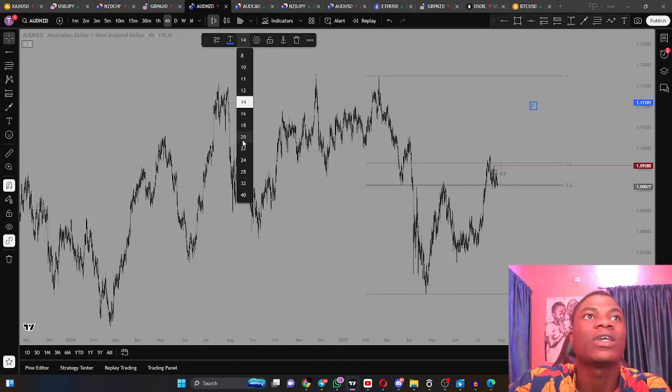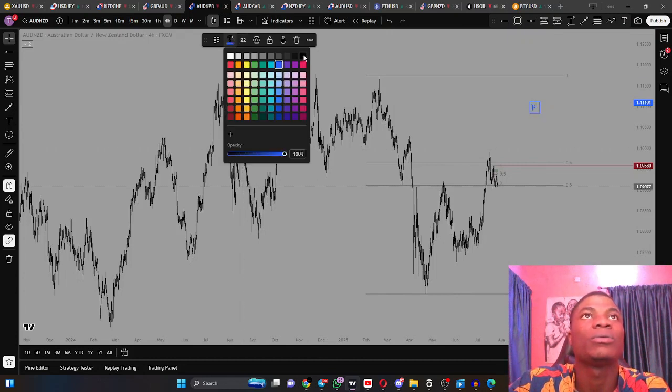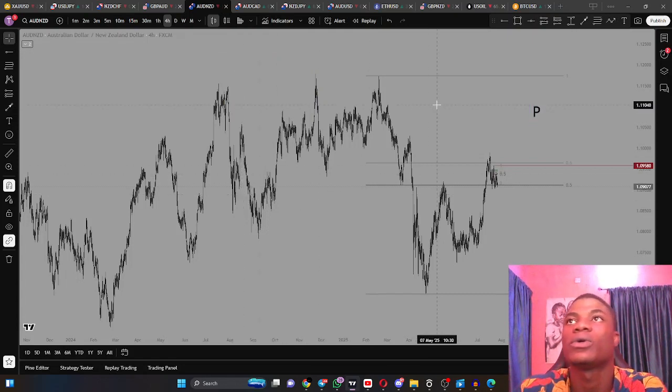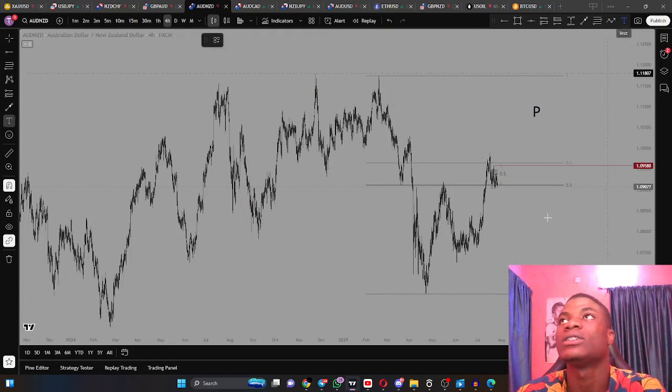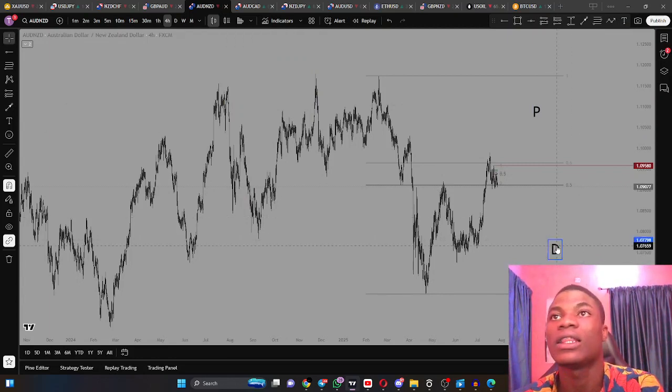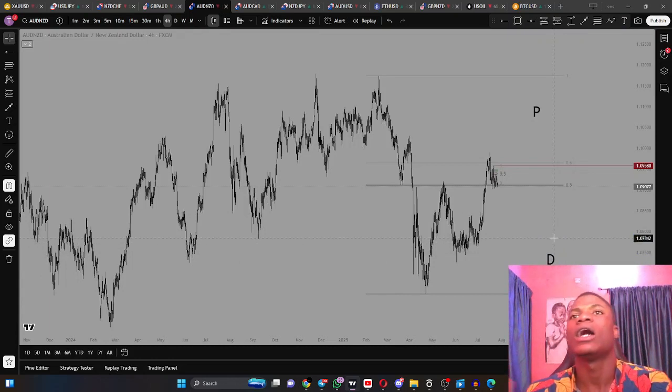Let's make this thing bigger. Maybe premium black, or even bigger, maybe 40. Cool. So these are the premium zone and this is our discount zone, using the higher time frame. And how do I say discount and premium zone?